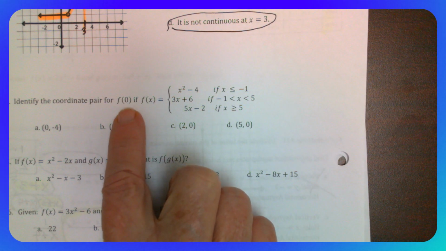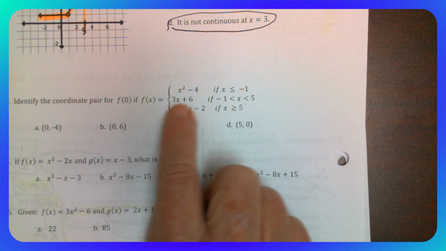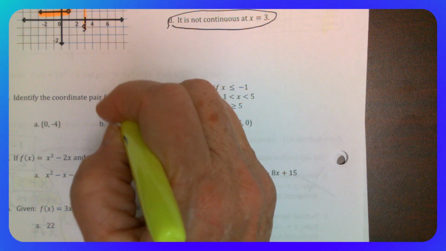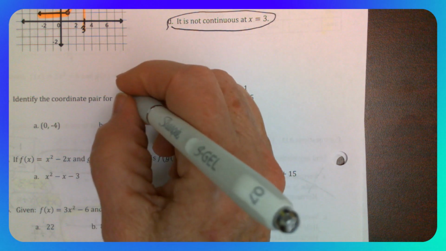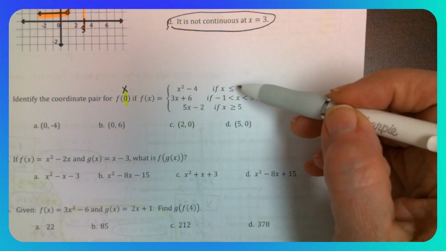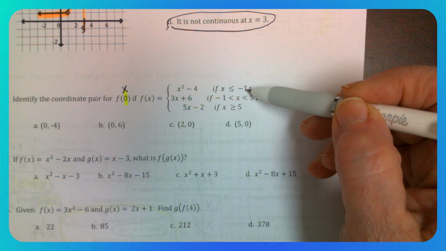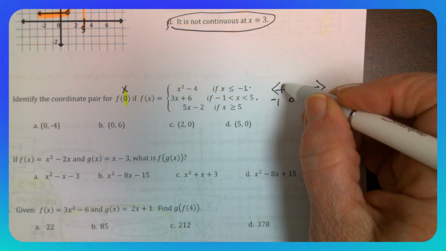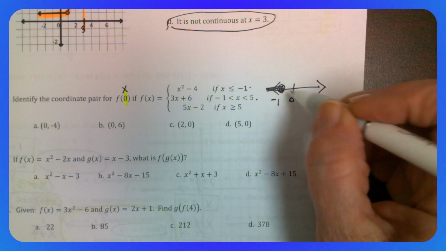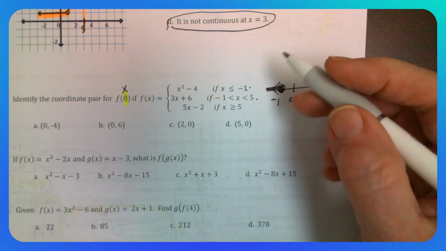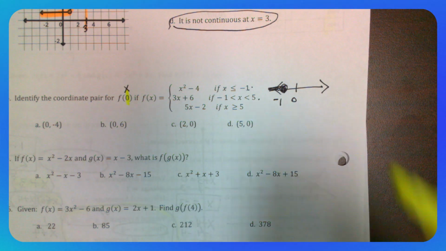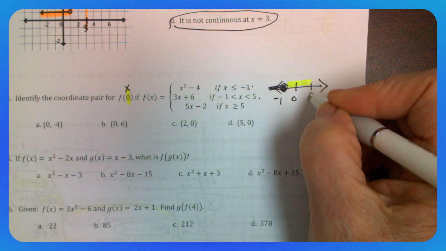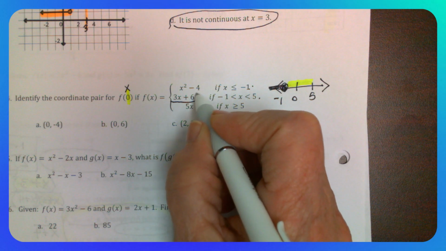We want to identify the coordinate pair for f of 0. f of x equals, and we have the rules for each of these 3 steps in that function. So when x is 0, that means our input or our x value is 0. Let's see which rule we're going to use. If x is less than or equal to -1, on the number line, here's 0, and here's -1. Less than or equal to, shade that in, and it would go to the left. So 0 is not included here. The second interval is from -1 to +5. So 0 does fit in that interval.